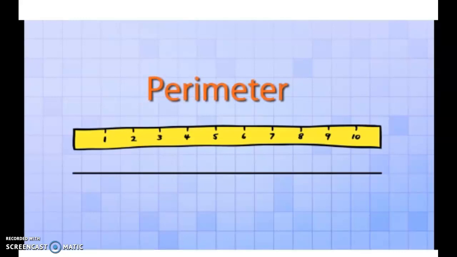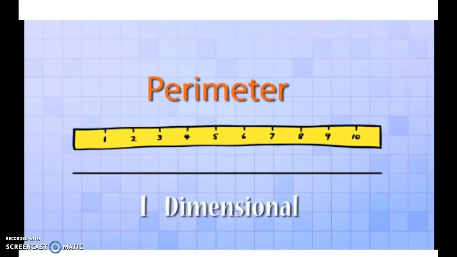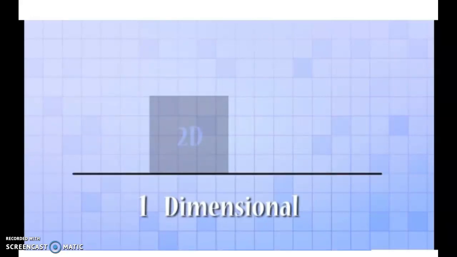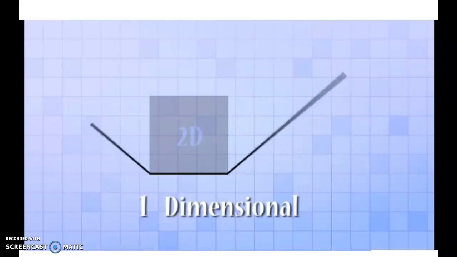Doing this helps you understand why perimeter is a one-dimensional quantity, even though it applies to two-dimensional shapes like this square. It's one-dimensional because it's the distance of the lines that go around the two-dimensional shape.